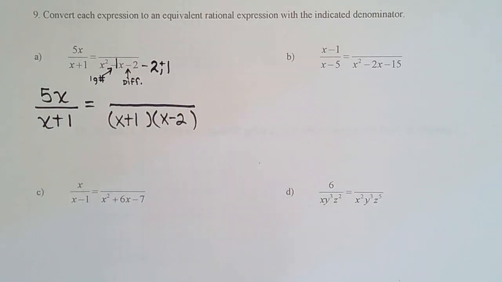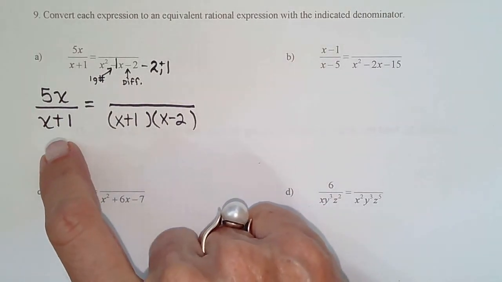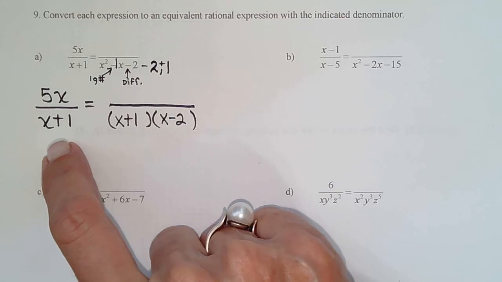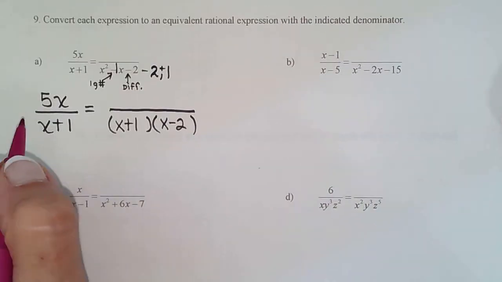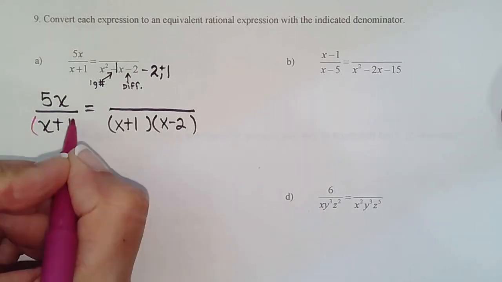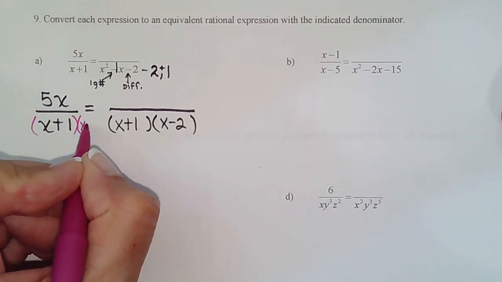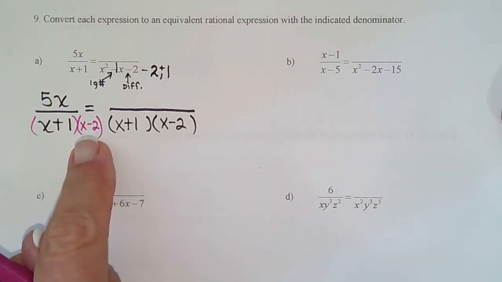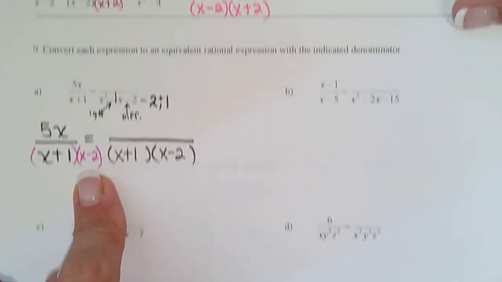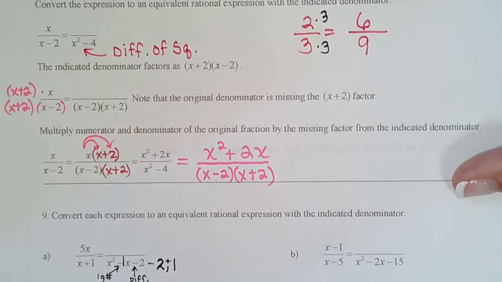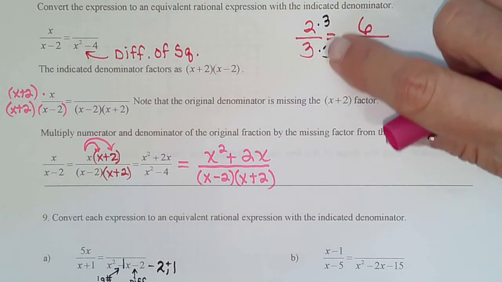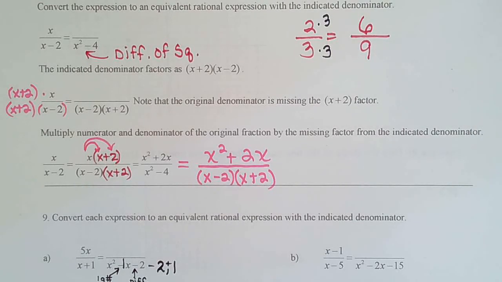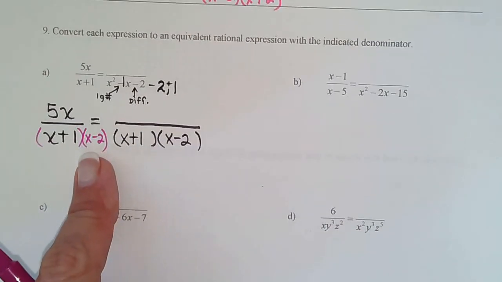So now I look at the problem and I say, what is this denominator missing to make it look like this? It's missing x minus 2, right? So binomials need to be in parentheses. So it's missing x minus 2. But remember, just like up here, whatever I do to the denominator, I have to do the same thing to the numerator so that it's really just 1, because multiplying the fraction by 1 will not change its value.